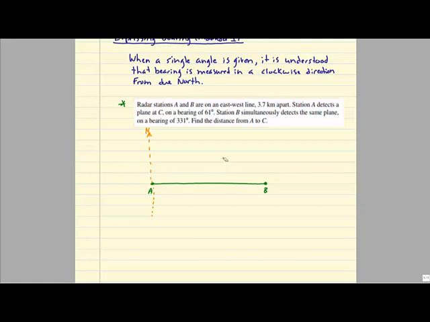Now it says that station A detects plane C on a bearing of 61 degrees. And so what happens then is from here, 61 degrees. Okay, and then it says station B simultaneously detects the same plane, and so over here we have station B. I also have that north-south line that I want to look at. Due north is at the top, and it says from station B I detect the same plane on a bearing of 331 degrees. So I'm starting here and I'm going around 331 degrees.